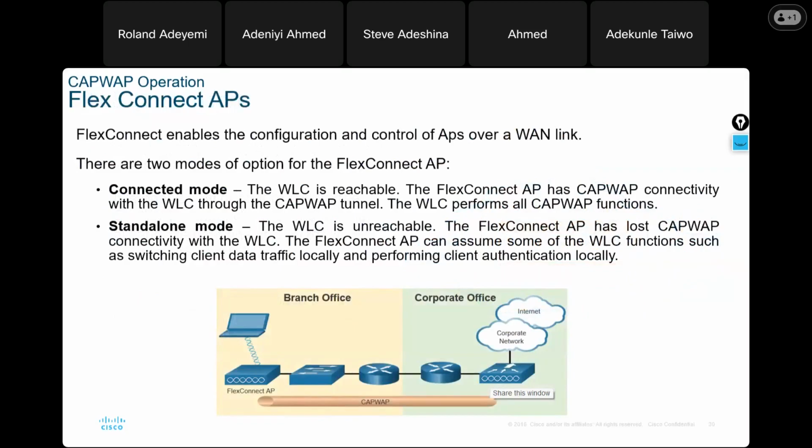Flex Connect APs. Flex Connect enables the configuration and control of APs over a wide area network. So it is possible for a controller to be far away from you and still control the AP somewhere. Look at it here now. Corporate office, they have the wireless LAN controller. Then branch office, they have the Flex Connect AP. And there's a tunnel created between this AP and the wireless LAN controller.